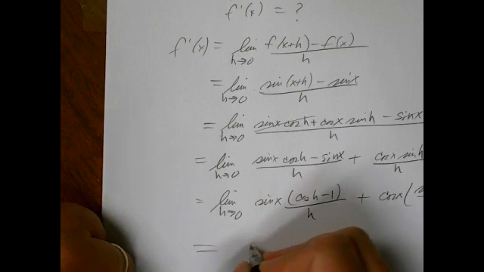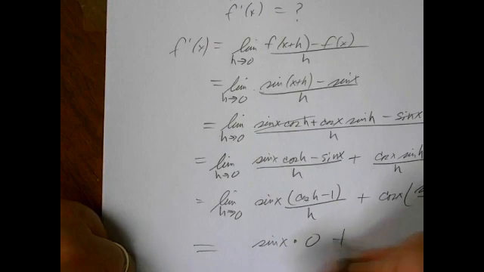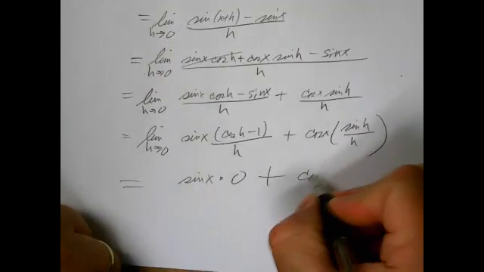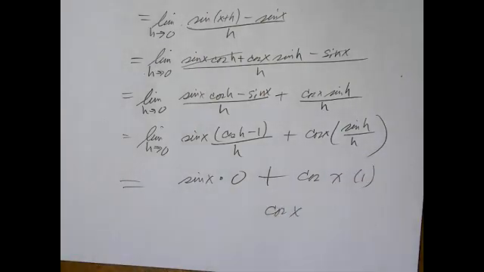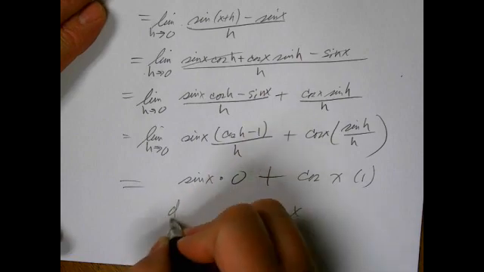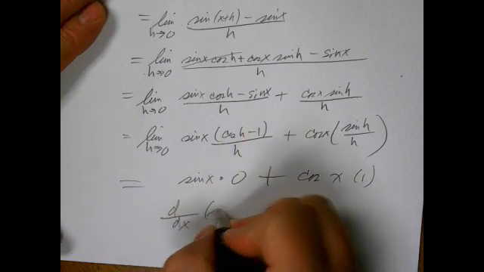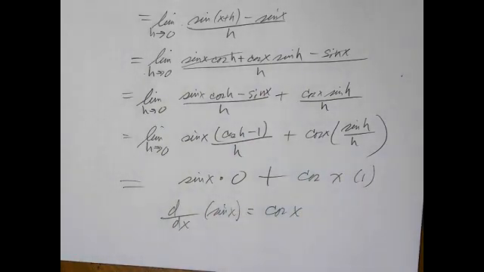So this is going to be a sine of x times a 0. And again, the name's changed, but this limit, the sine of h over h, is this one up here. And this is going to be a cosine times a 1. So that turns out to be cosine. All right, so what we've learned from this is that the derivative with respect to x of sine of x is equal to cosine of x.